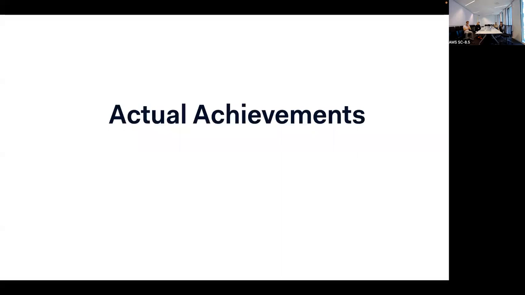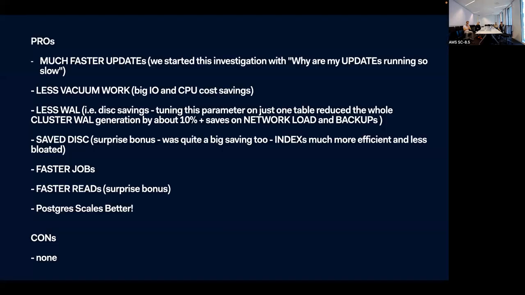And then the actual achievements: it's been much better than we'd hoped. We've got faster updates and less vacuum work, which is saving a lot on I/O and CPU. It's also generating a lot less WAL, which is saving on network load and backups. We had a surprise bonus: if you do this on the right tables, you end up with smaller tables, particularly in index size.